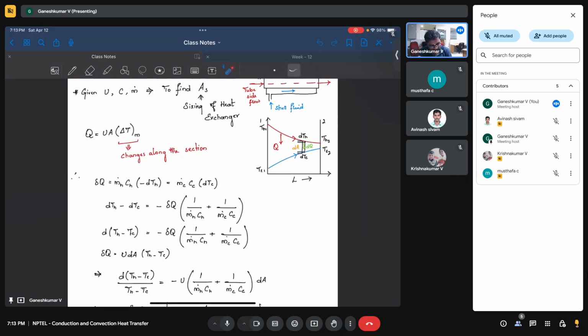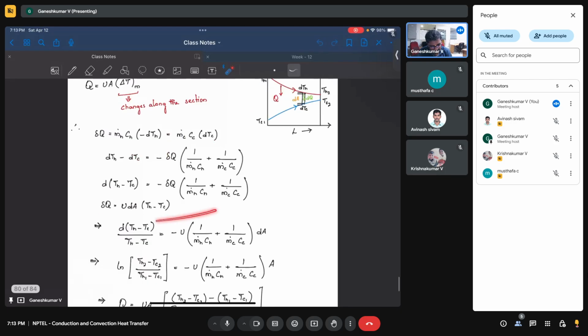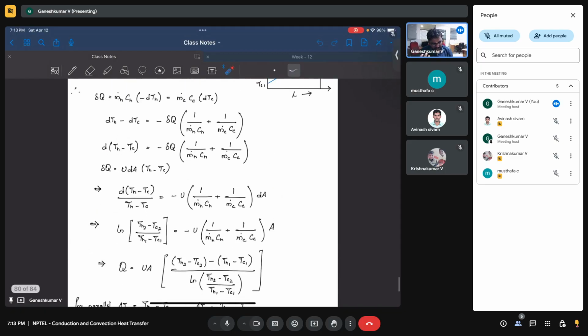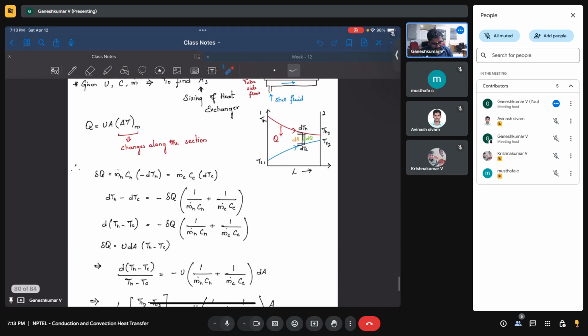Basically we took an elemental strip along this, and then we did the energy balance, and that energy balance is something like this, and we performed some mathematical rearrangements, and then we ended up having something like this. So this term actually is kind of like a temperature difference. It gives a kind of mean temperature difference, which you can use for varying temperature profiles.